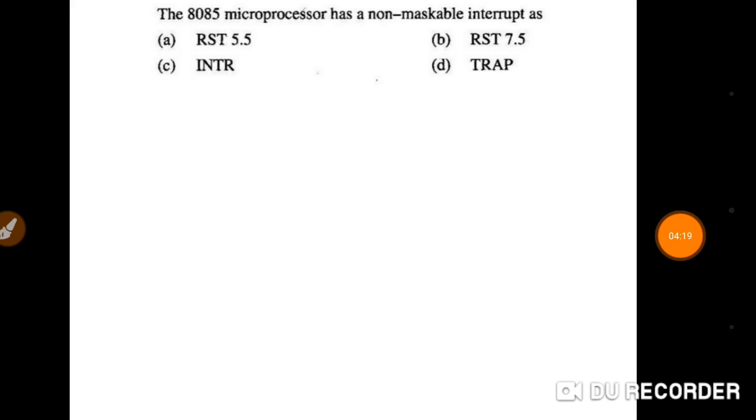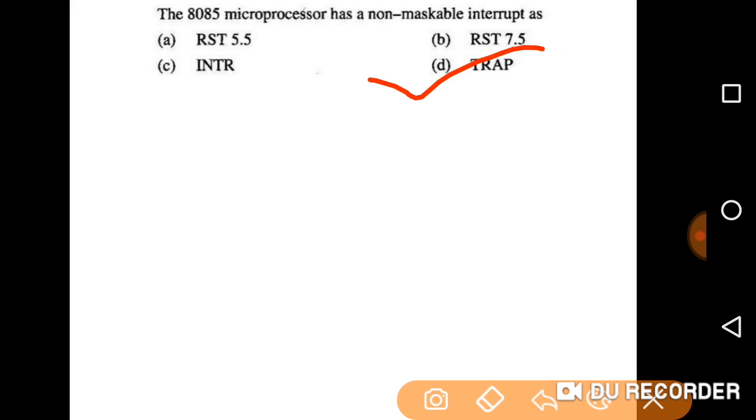Now go back to the problem. 8085 microprocessor has a non-maskable interrupt as. I already discussed that only trap is the non-maskable interrupt. So option D is the correct answer.